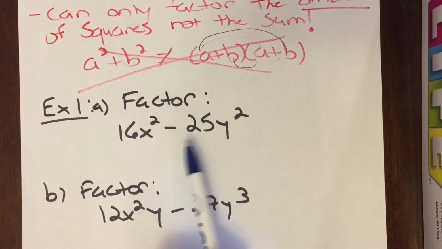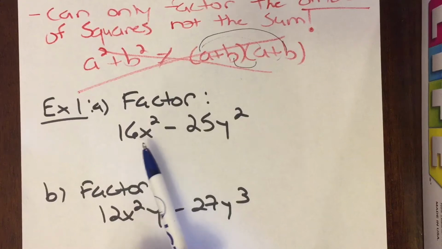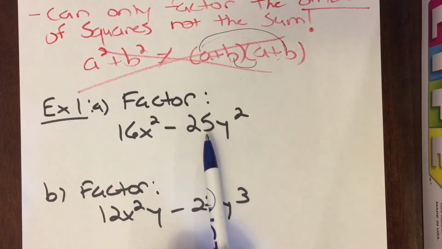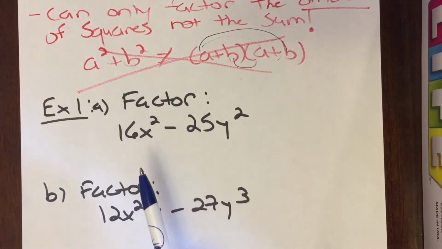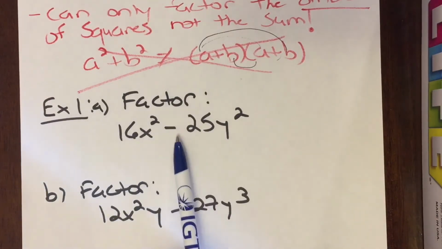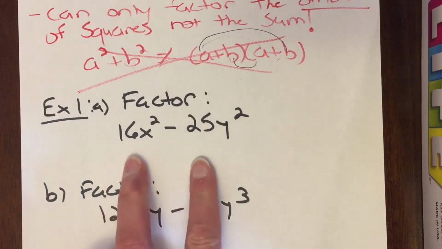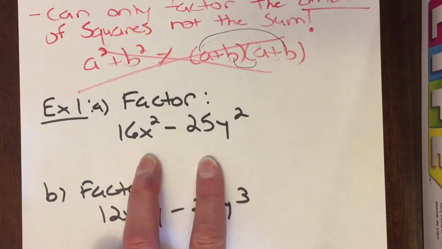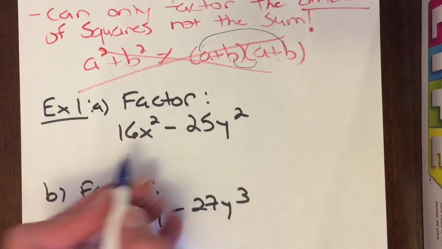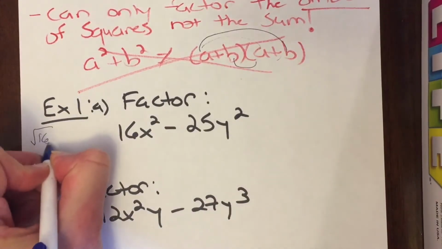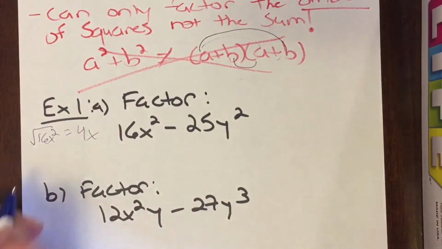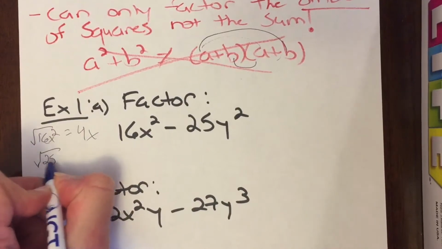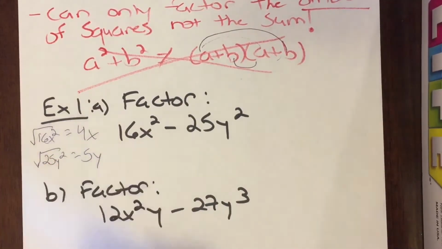So first I look for a greatest common factor. 16 and 25 don't have anything in common. There are no variables in common. So how I can recognize this is the difference of squares is, first of all, it's a difference. It has to be two terms, and I have to be able to take the square root of each term. Sometimes I even write that off to the side. So the square root of the first term, 16x squared, is 4x. And the square root of 25y squared is 5y.